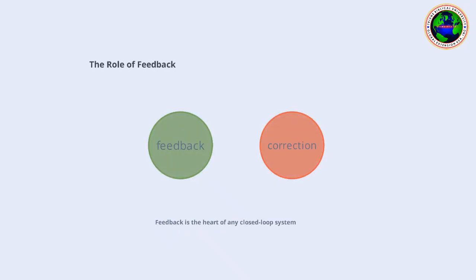Feedback is the heart of any closed-loop system. It involves measuring the system's output and comparing it to the target value. If the output doesn't match what's desired, the system takes corrective action. This continuous process of monitoring and adjusting is what gives closed-loop systems their accuracy and reliability. Feedback enables the system to learn from its performance and make real-time improvements.